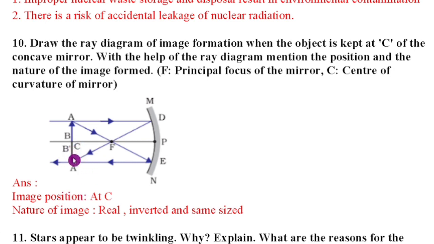So the image position is also at C and the object is also at C only. And the nature of the image is real because we can get it on the screen. So it is real, inverted and the same size.